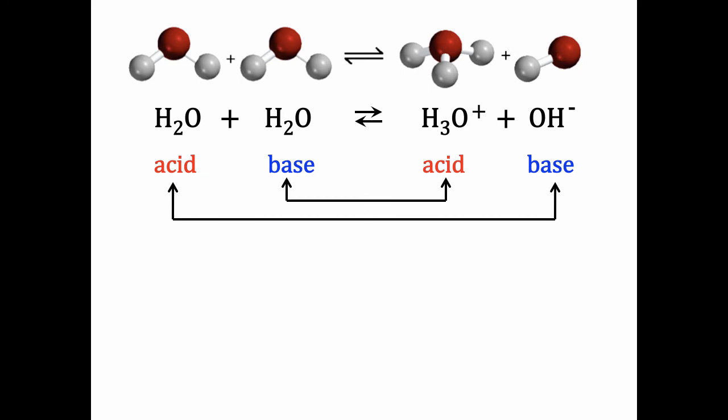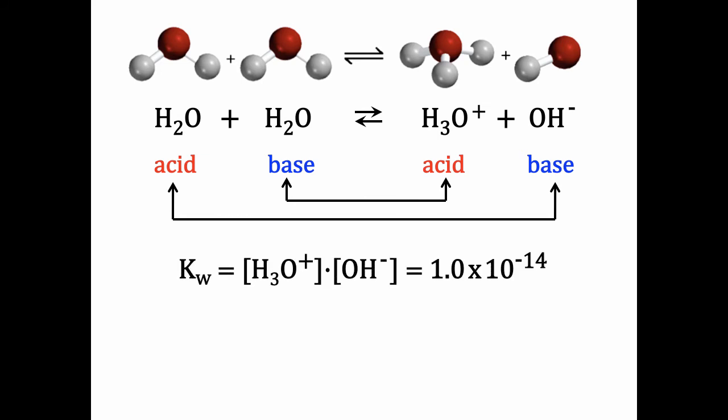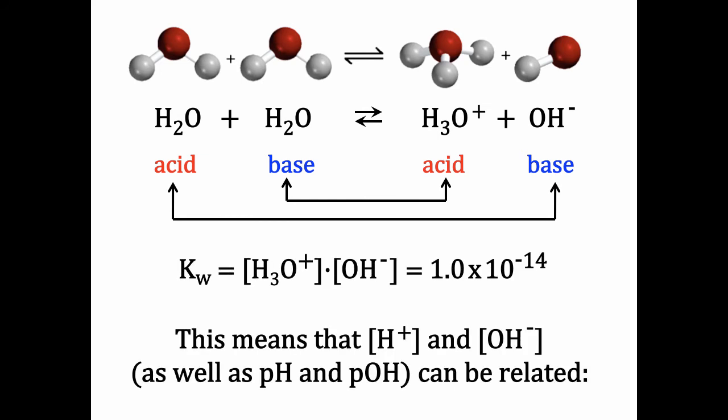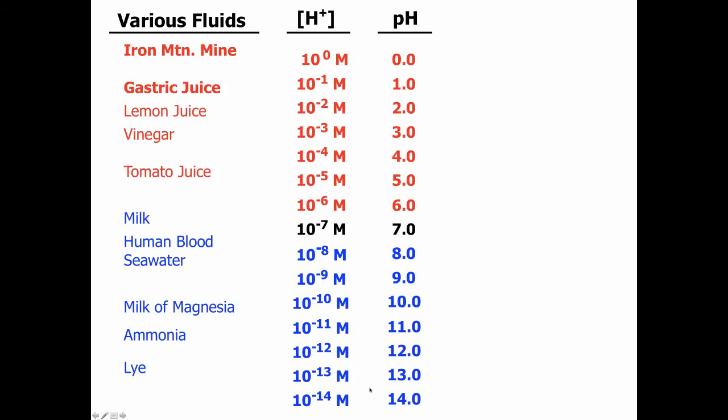So water is autoionizing, water is functioning both as a base and as an acid, and this relationship allows us, if we know H+ concentration, to determine OH- concentration, and vice versa for any given solution. And then, of course, pH and pOH can also be related as well.